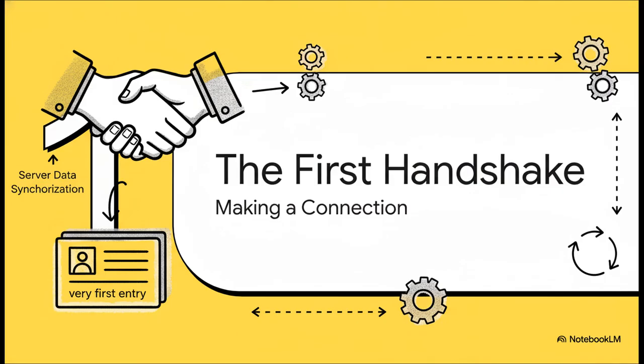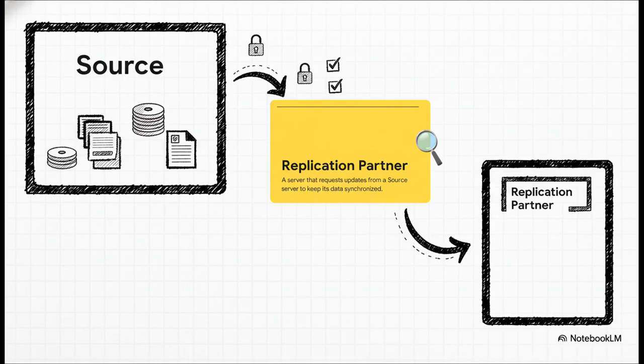Okay, so how does that relationship even start? It all kicks off with something we can call the first handshake. This is that moment where the contact list gets its very first entry. First things first, let's get our players straight. You've got a source server. That's the one with the original important data. And then you have a destination server, or what we call a replication partner. Its whole job is to get a copy of that data, and more importantly, stay up to date.